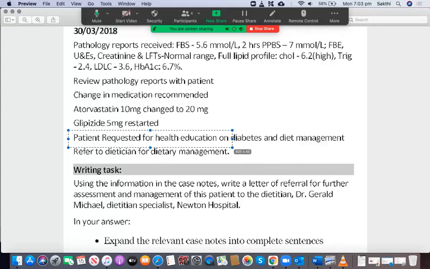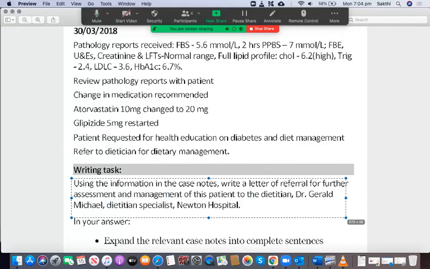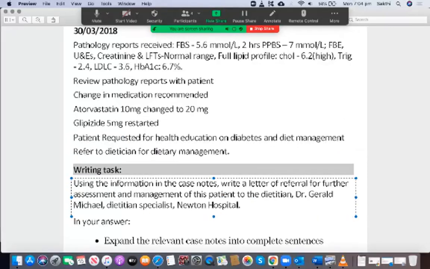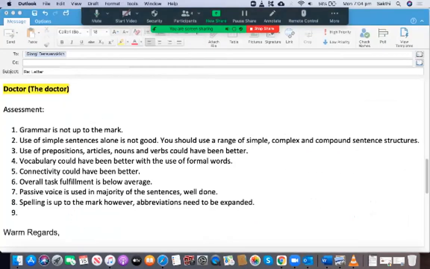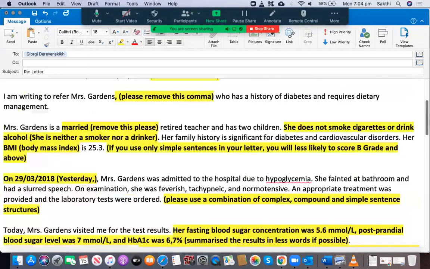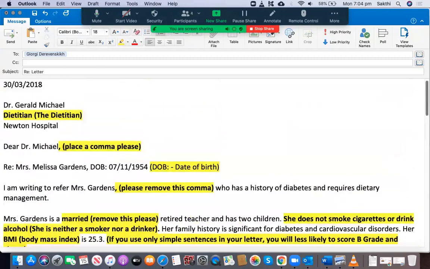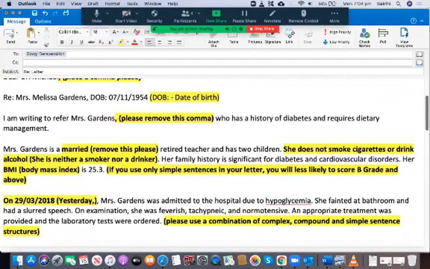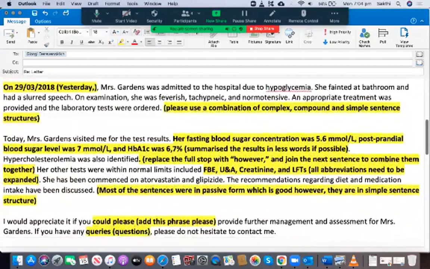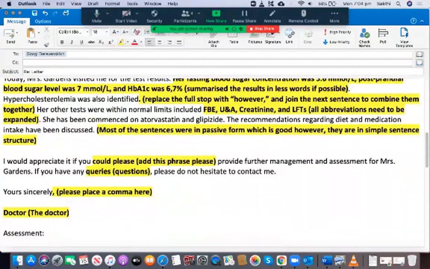Patient requests health education on diabetes and diet management. Okay, all right. Management of this patient to the dietitian. Okay, good. Yep, all good. And let me see if there is anything missing. All right, that's okay.